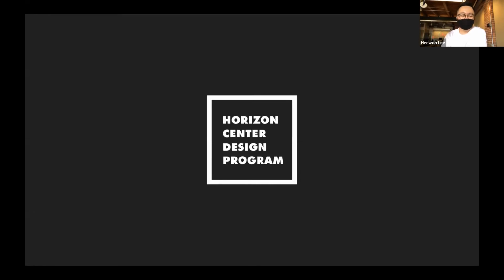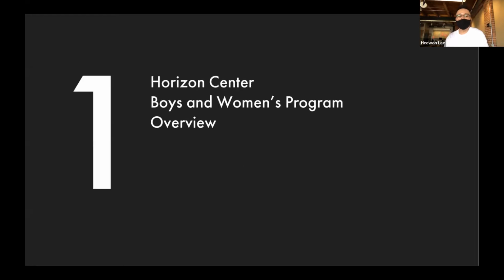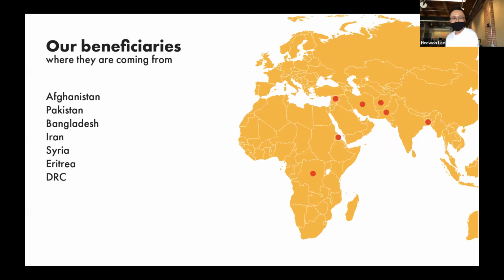Okay, so the Horizon Center Design Program. Let me just run you through it real quick. It's an overview of our participants. A lot of our beneficiaries come from these countries that you can see on the screen: Afghanistan, Pakistan, Bangladesh, Iran, Syria, Eritrea, and DRC. As you all know, back from 2015 there was a huge migration that started from many of these countries due to war, conflict, and everything.